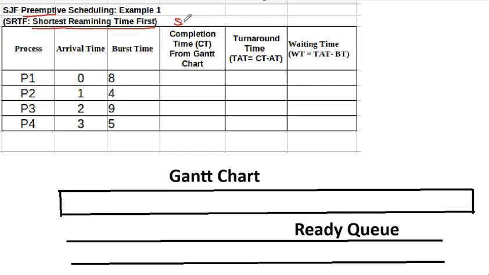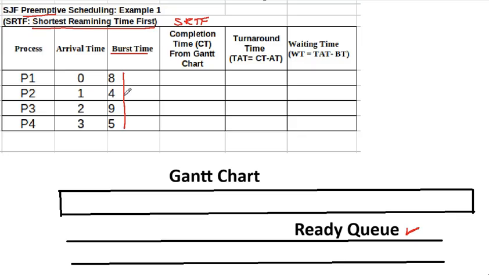For preemptive scheduling, keep in mind you need to keep a ready queue. You need to maintain a ready queue along with the Gantt chart, because we will be preempting the processes. Now, the criterion of shortest job first is to check whether any shorter process is available to run. Out of P1, P2, P3, P4, for finding the shorter process we check the burst time. Which process has the shortest burst time? It is P2, having 4.